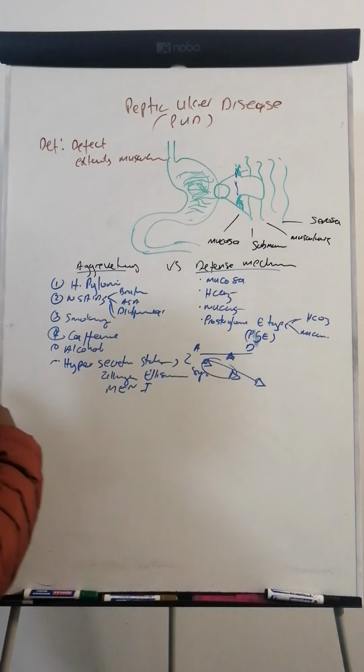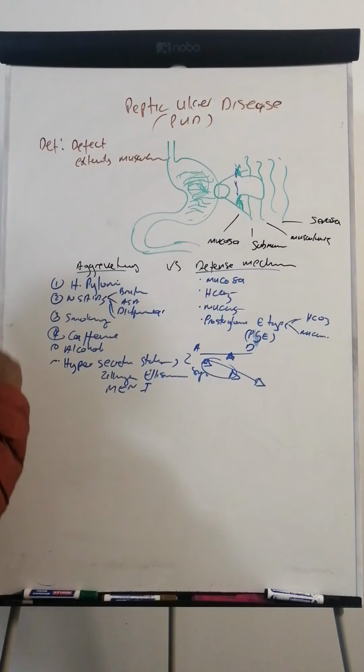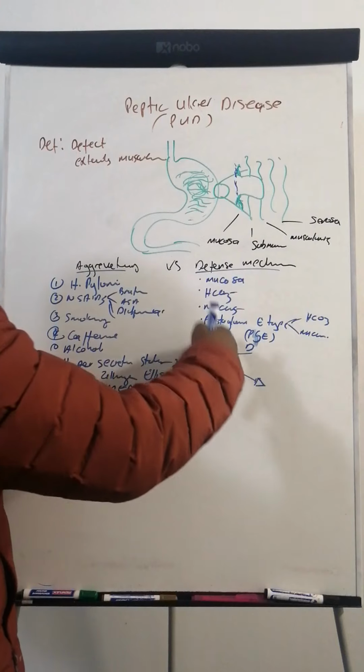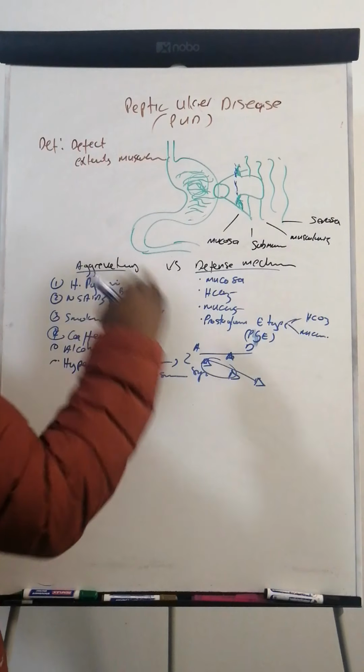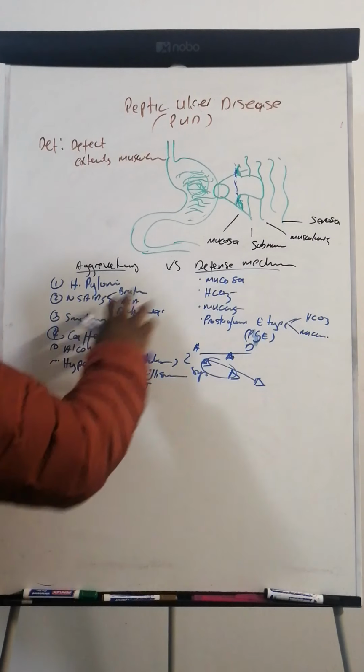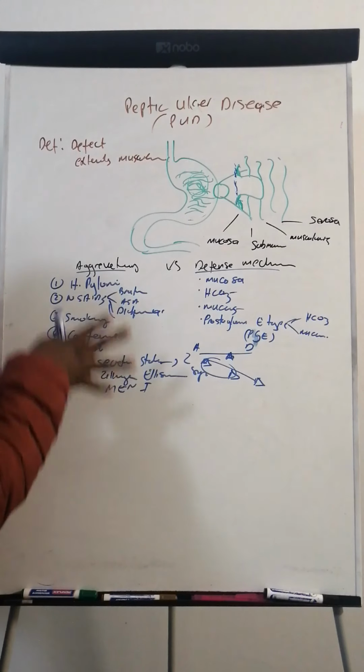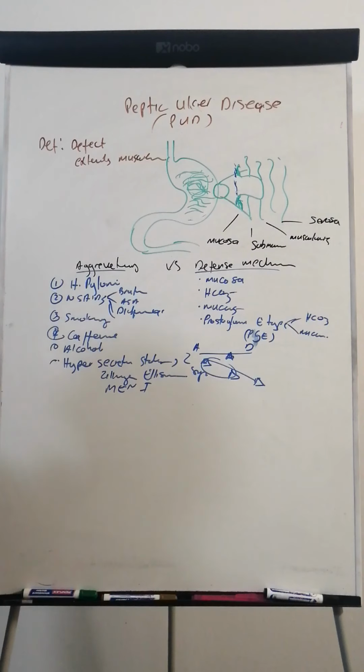So prolonged use of alcohol, caffeine, NSAIDs, and a continuing H. pylori infection will eventually overcome this and deplete these defenses, and then you end up getting an ulcer. So these are your causes basically, right?